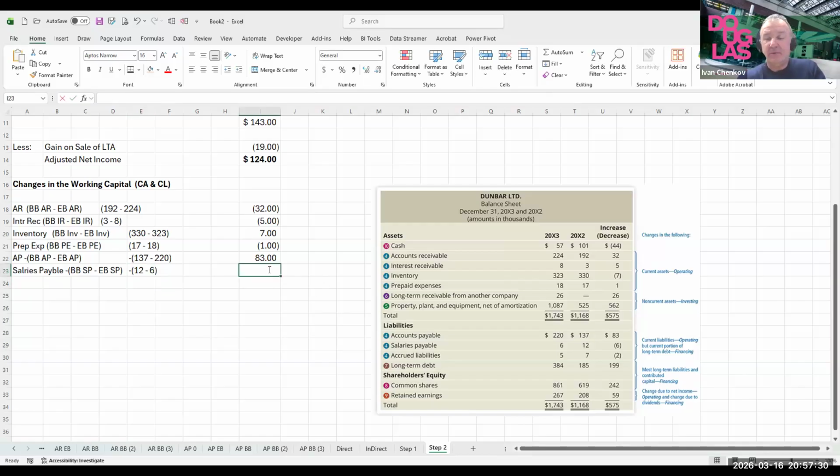So now let's go here, equal to negative bracket 12 minus 6. Close the bracket. That has a negative effect on our cash. Let's think about it for a second. We pay our salary payables for the period, for the salary expenses, plus we reduce our salary payable by $6. That means we use an extra $6 of cash more than our expenses, correct? So that's going to give us a deduction on our cash.